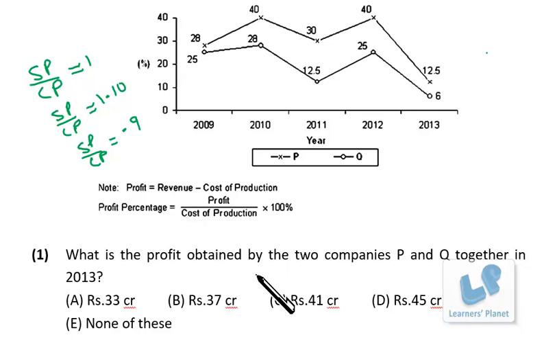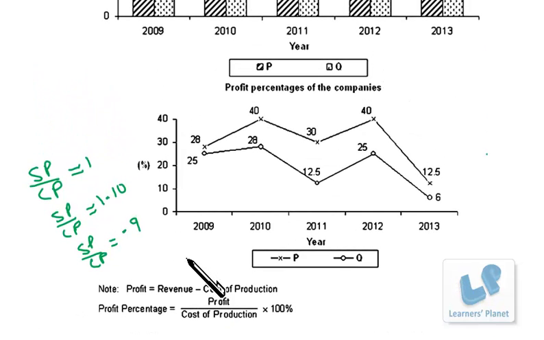Now, what is the profit obtained by the two companies P and Q together in 2013? So we want the profit in absolute number, not in percentage. Percentage has already been given over here. So if from the percentage and the selling price we wish to know the cost price, we will be using the profit data. I call this the profit data. That means SP is 1.1 times CP. So this is the profit data.